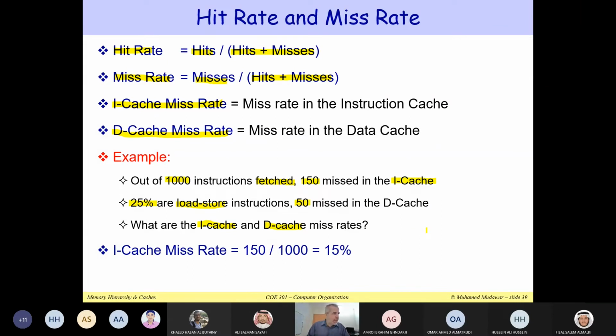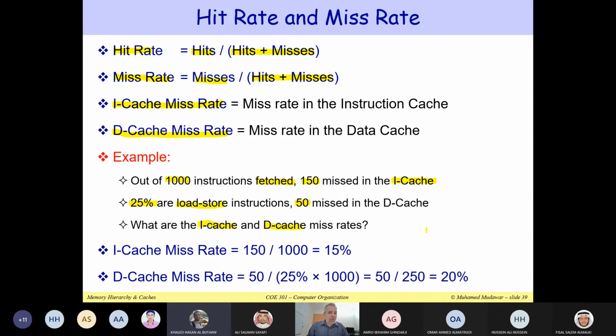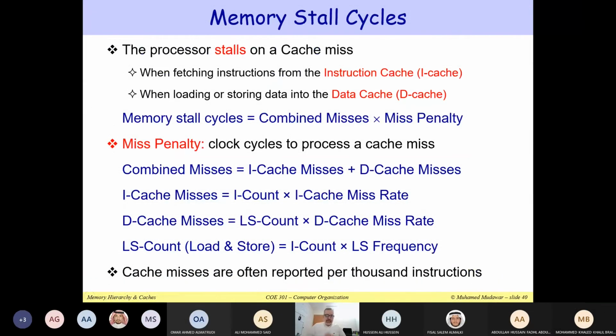So we have 250 load-store instructions, and 50 out of these missed in the data cache. So what is the data cache miss rate? Quickly, please. 20%. So what did you do? 50 divided by 250. Exactly. So we are dividing 50 by 250, and this will give me 20%. That's it.